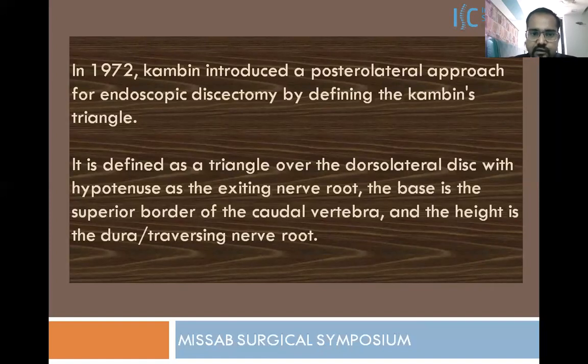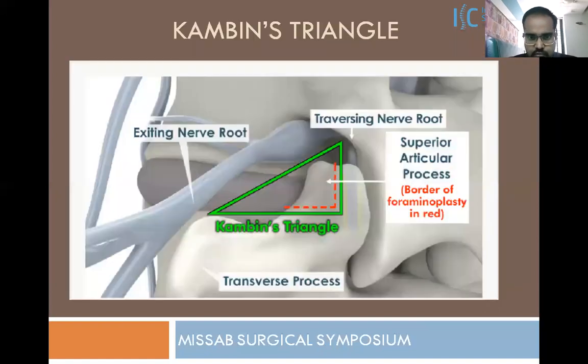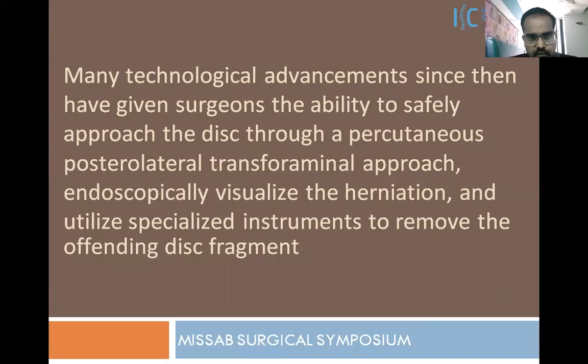What is this Kambin's triangle? It is a triangle over the dorsolateral disc with the hypotenuse as the exiting nerve root. The base is the superior border of the caudal vertebra and the height is the dura or the traversing nerve root. So here we can see Kambin's triangle with the hypotenuse as the exiting nerve root, the base as the superior border of the caudal vertebra, and the height as the traversing nerve root or the dura.